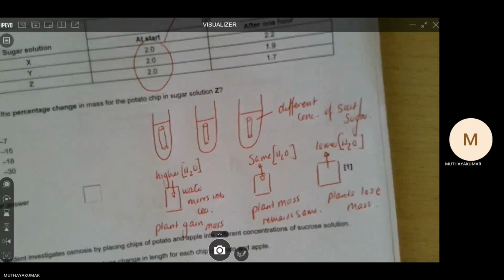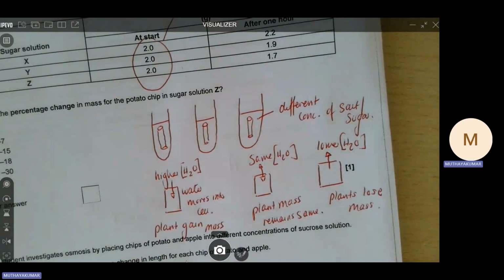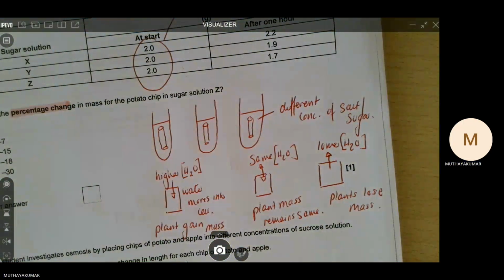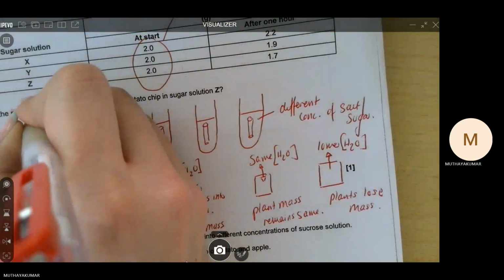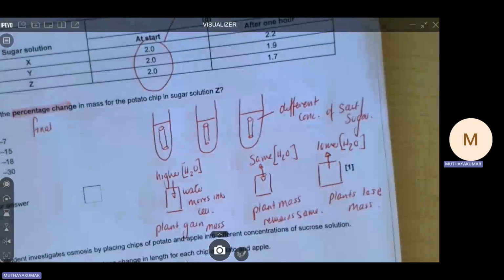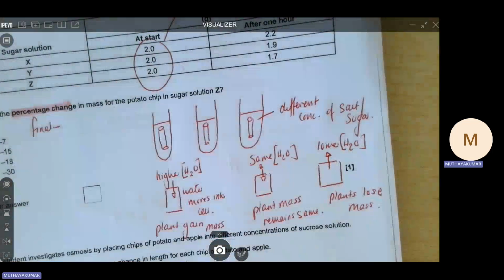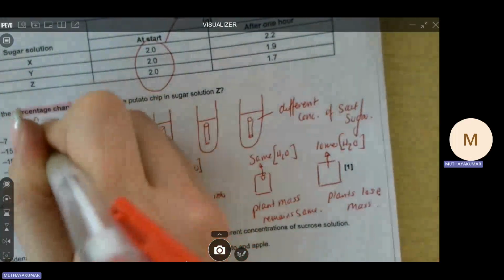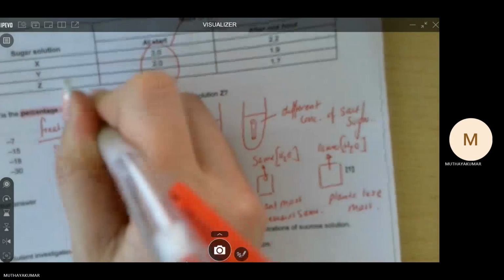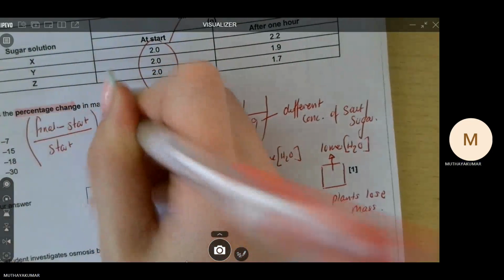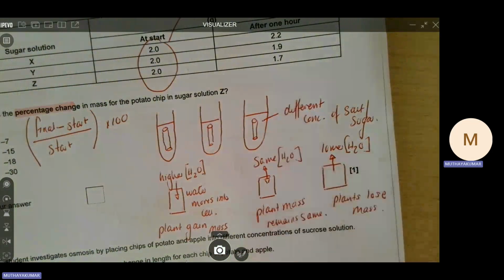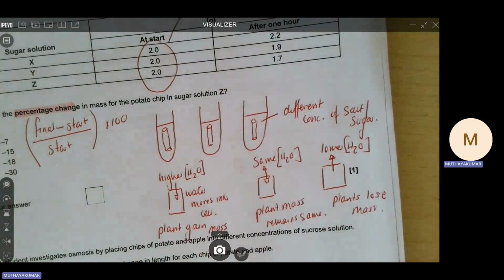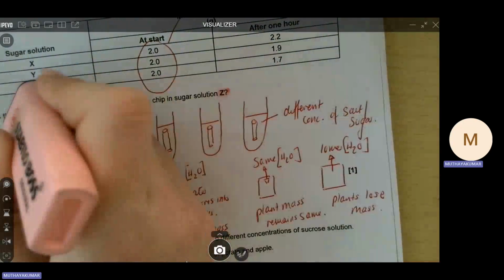So for question 3, it says, what is the percentage change? So for this, you need to remember the equation for percentage change. All right. So to work out that, it's the final value minus the starting value divided by the starting value, and we times that by 100. All right, so you're going to get some negative ones and some positive ones. And it says for solution Z.